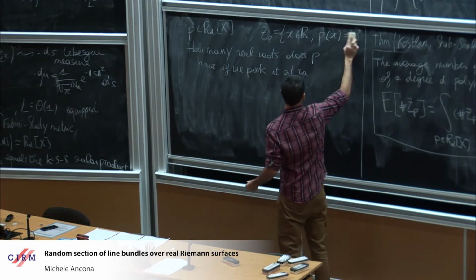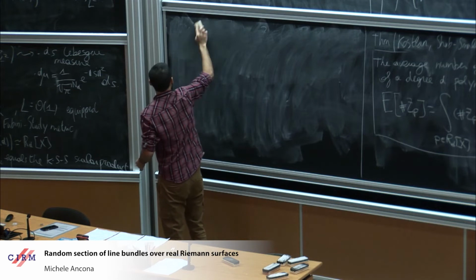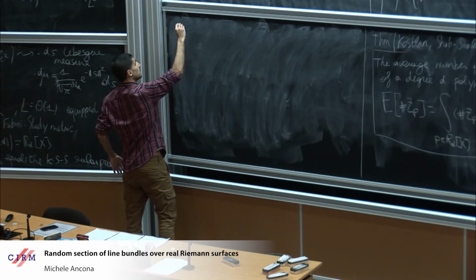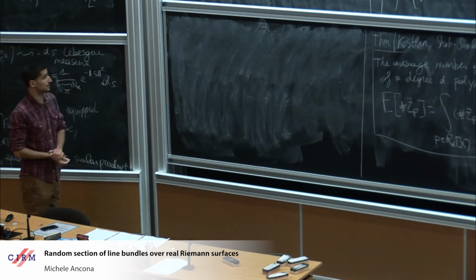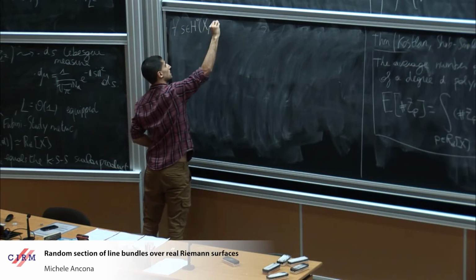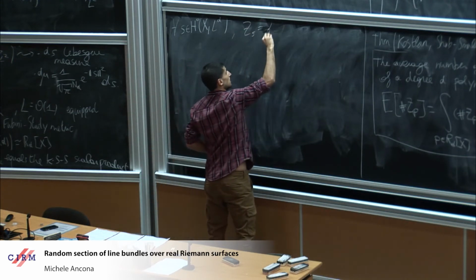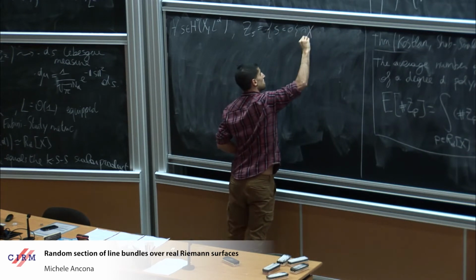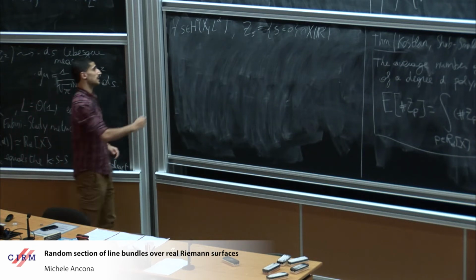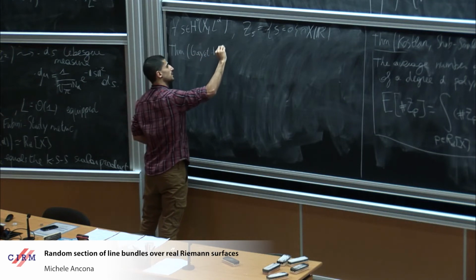So now we have a more general setting, and also the first question I asked: how many real roots does a real polynomial have? Here: how many real zeros does a random section have? For every section, we denote by ZS the real zeros of the section. And the analog of the Kostlan-Shub-Smale theorem is a theorem by Gayet-Welschinger.